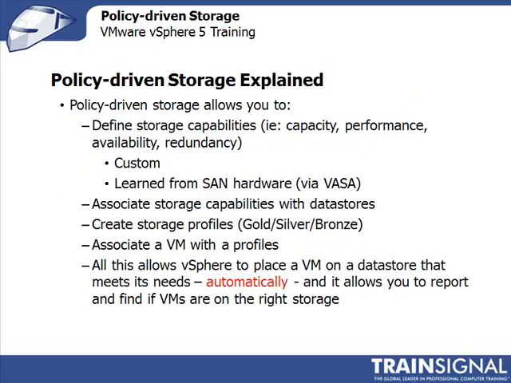Policy-driven storage allows you first to define storage capabilities in vSphere. So examples of storage capabilities are the capacity of the storage, the type of the storage, performance, availability, or redundancy of the storage. And so these capabilities could come from one of two sources. First off, you could create custom capabilities in vSphere. So I could say that one capability might be it's SATA storage or it's iSCSI storage. Another capability might be that it's a RAID 1, a RAID 5, or a RAID 10 LUN. So I can define all these different things on my own if I choose to as custom capabilities.